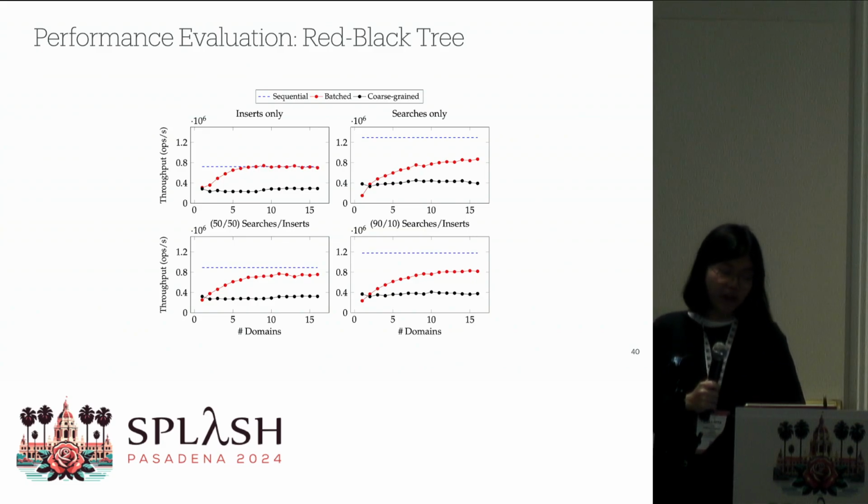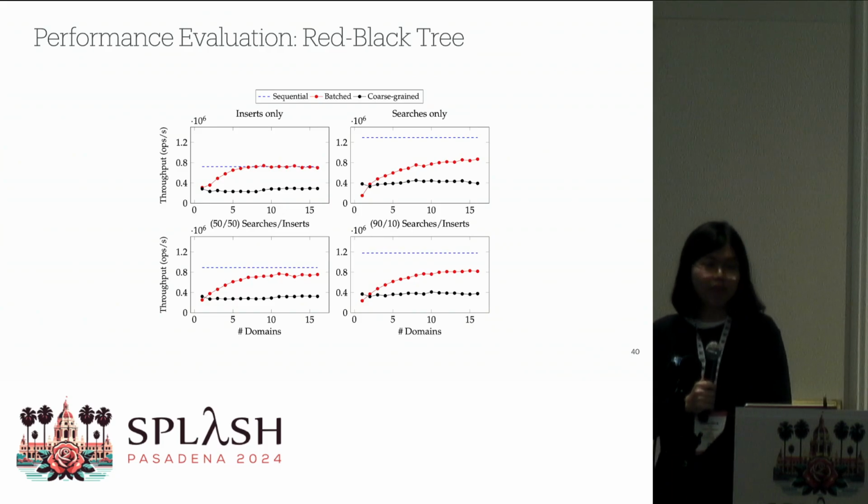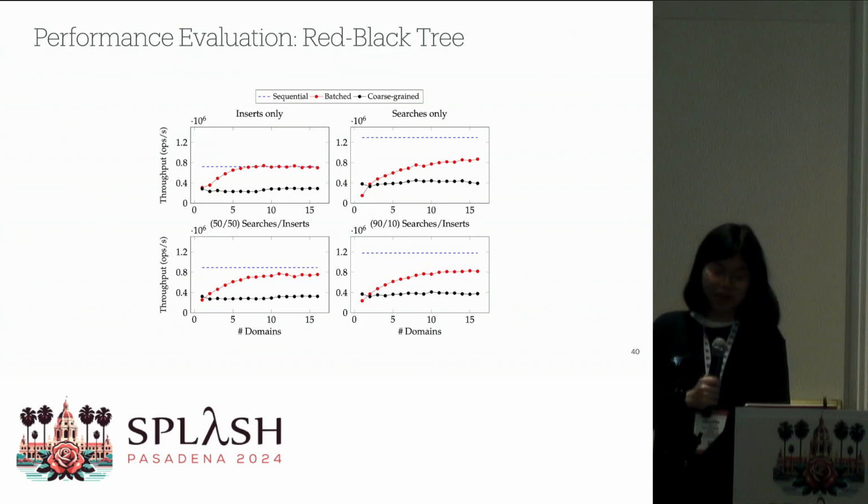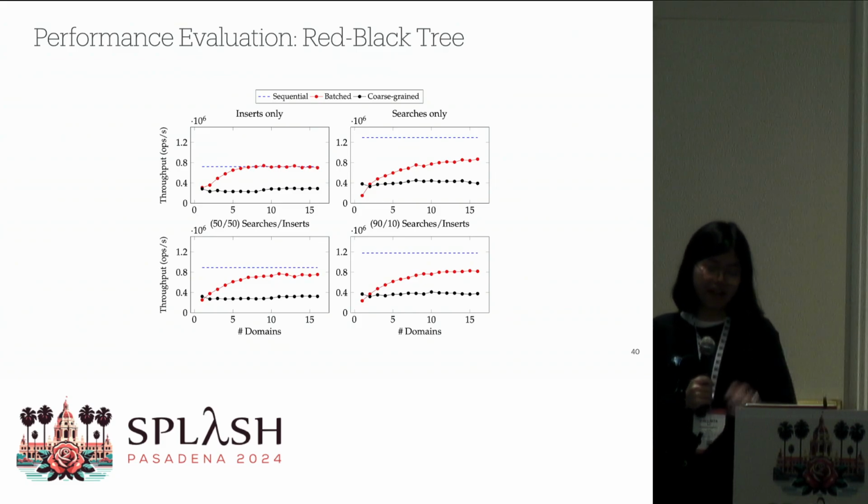So a few things we notice is that in every benchmark, our batch implementation actually significantly outperforms the coarse-grained implementation from 2 domains onward, with the gap widening as we increase the number of domains up to a certain point. Performance levels out for high numbers of cores, though. We can conjecture that this is caused by a few factors, namely the overhead of batching the operations.